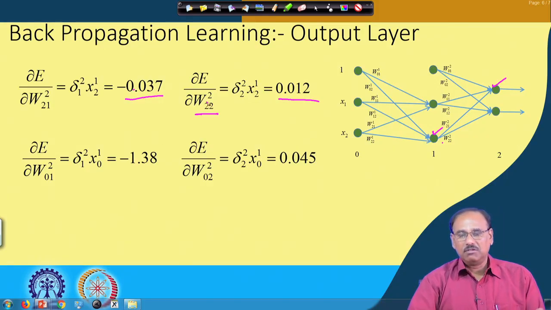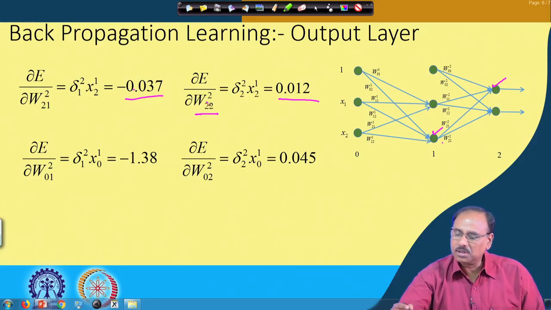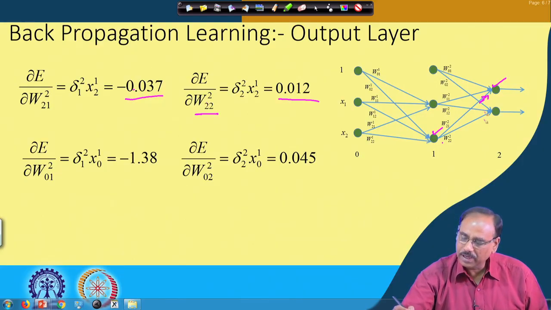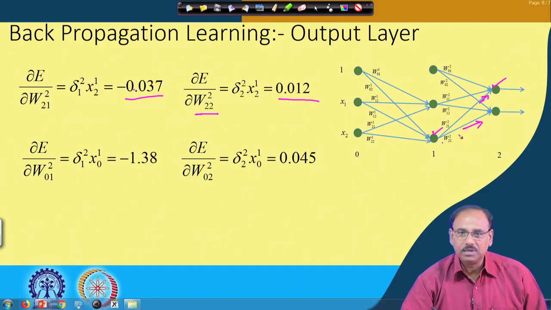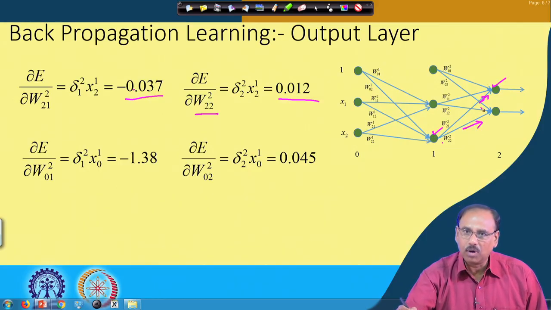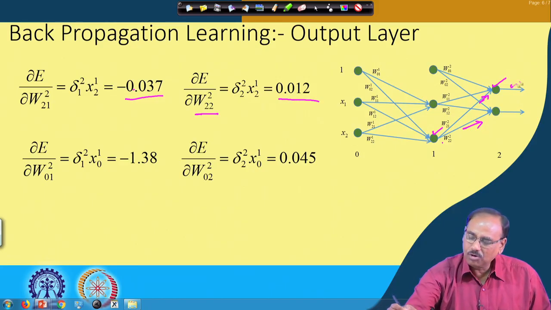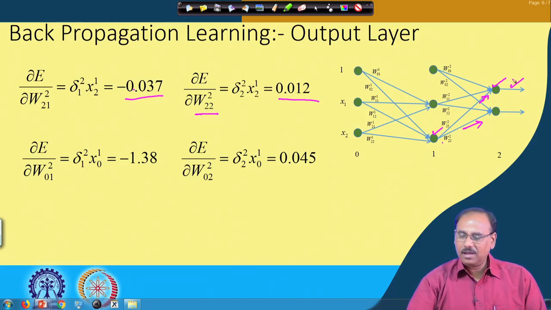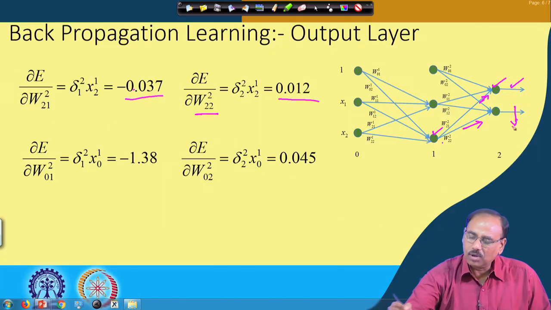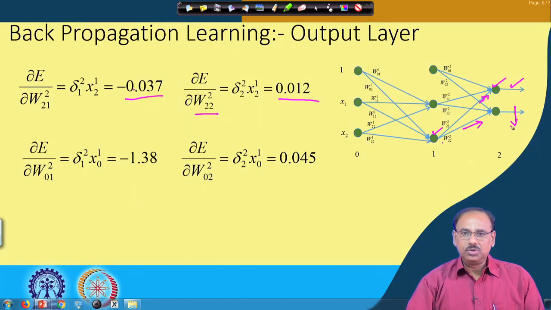That means the value of W222 will be reduced, whereas the value of W212 will be increased. So, this is a weight which will be increased, whereas this is a weight which will be reduced. Again, as we have explained before, this increment of W21 and reduction of W22 tries to make the output of the first node higher and the output of the second node lower. And that is what we should do to reach our target vector, which is 1, 0.